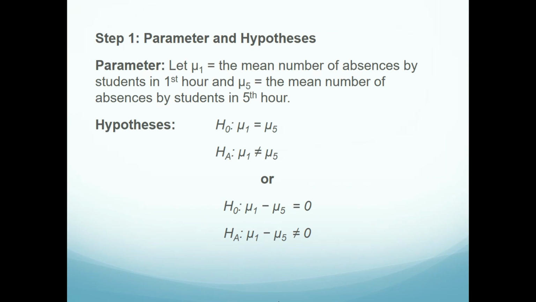Step 1 of our test is going to be to define our parameters and our hypotheses. We're going to let mu sub 1 equal the mean number of absences by students in first hour, and mu sub 5 be the mean number of absences by students in 5th hour. For our hypotheses here, there's 2 ways you can represent the hypotheses. You can say mu sub 1 equals mu sub 5 for the null, or you can say mu sub 1 minus mu sub 5 equals 0. Either one is fine. You will note that our alternative hypotheses are a not equals to, because Mr. Morehouse just wanted to know if they were different. He did not indicate if he thought one was higher than the other.